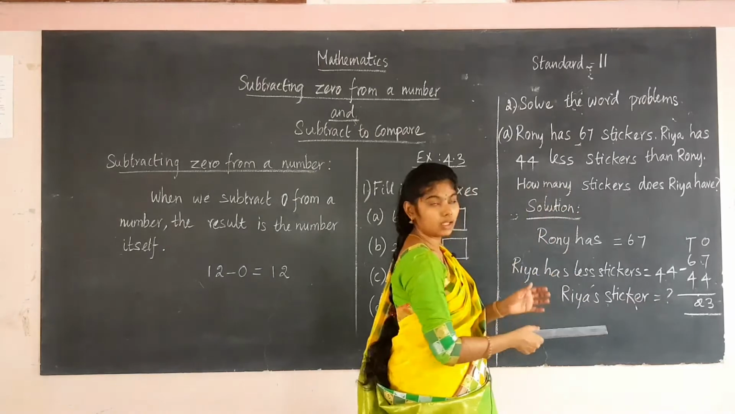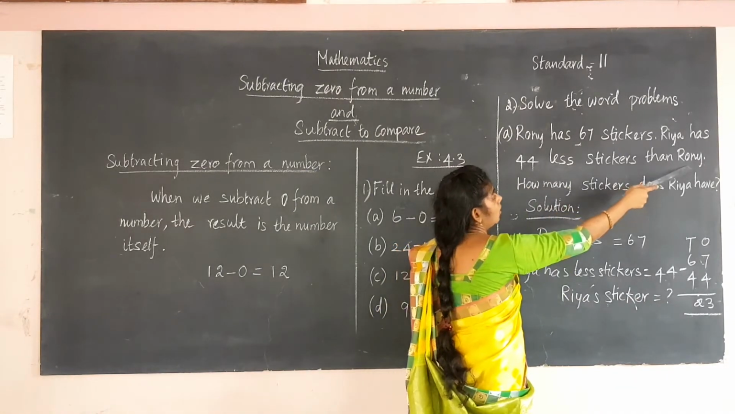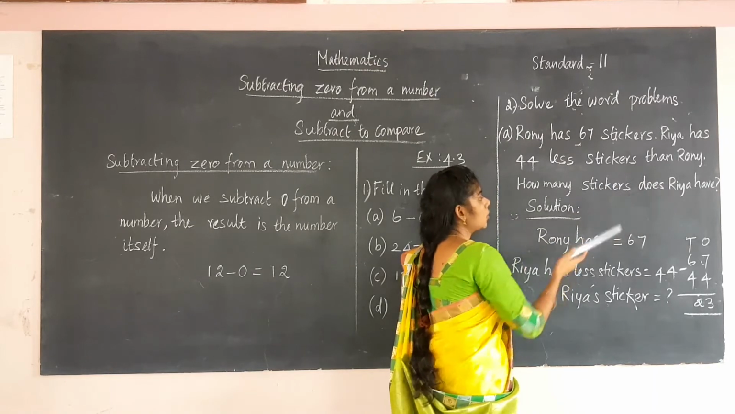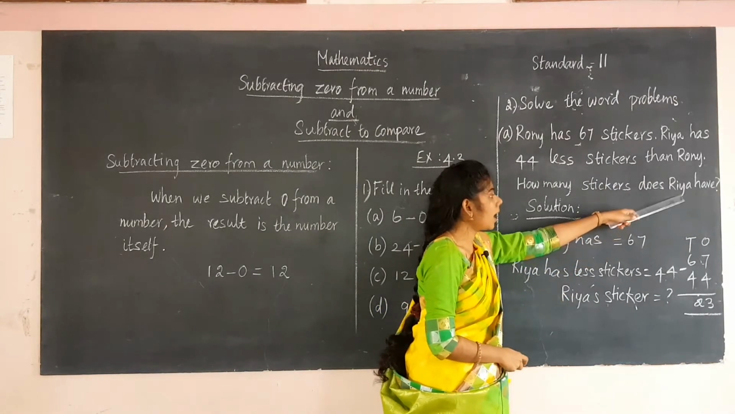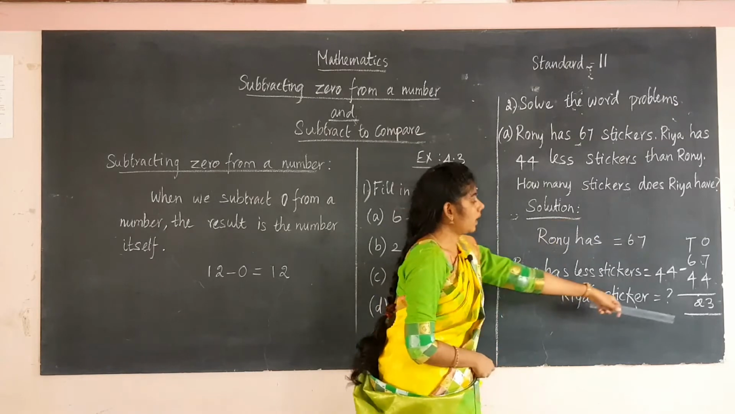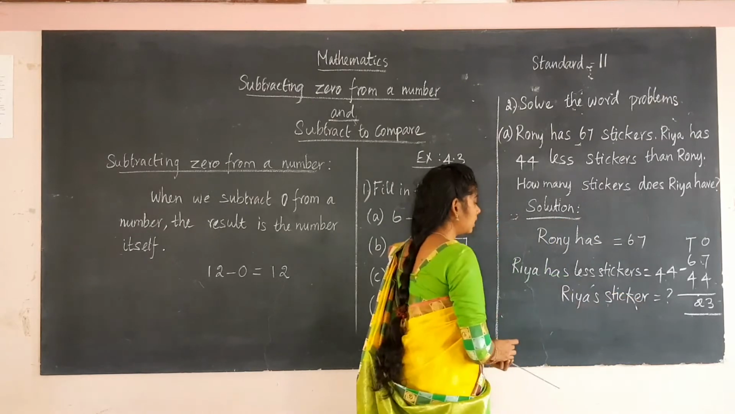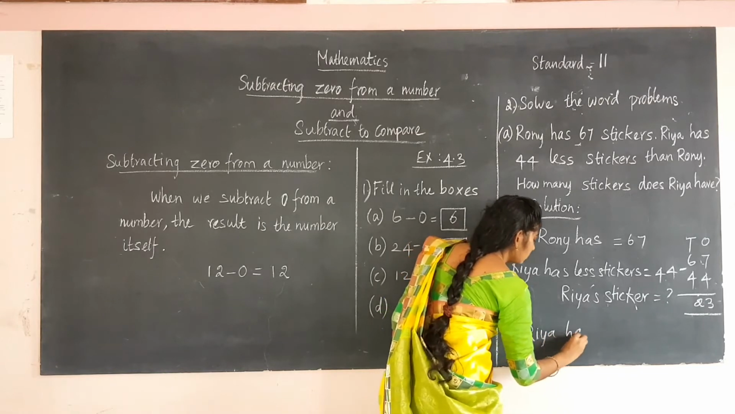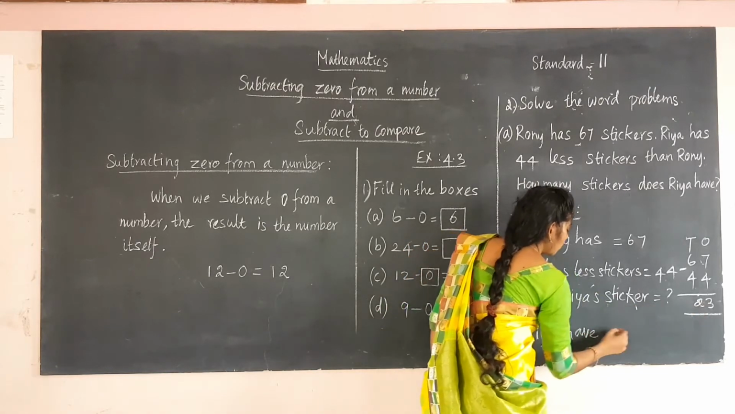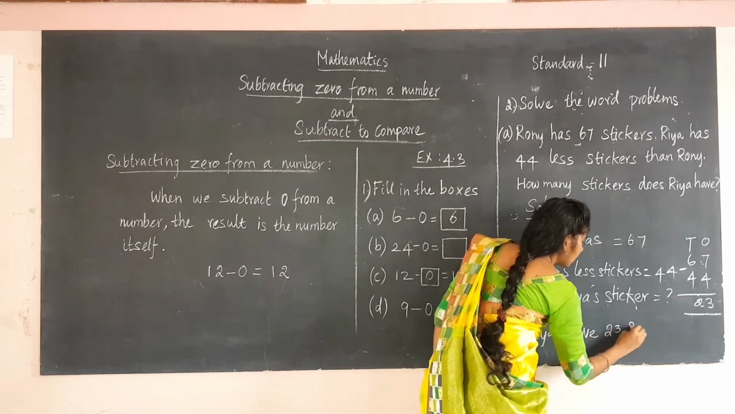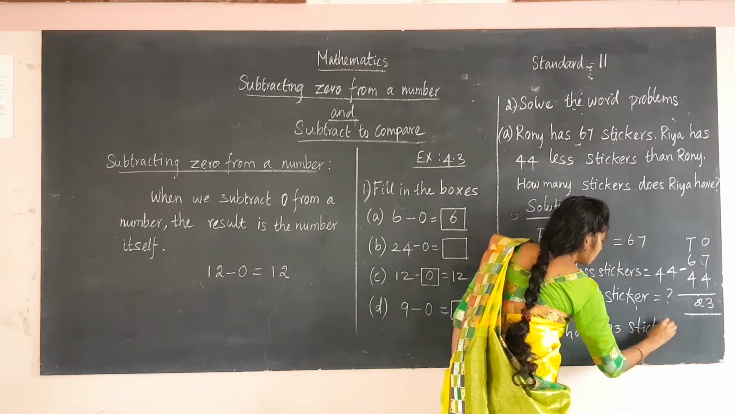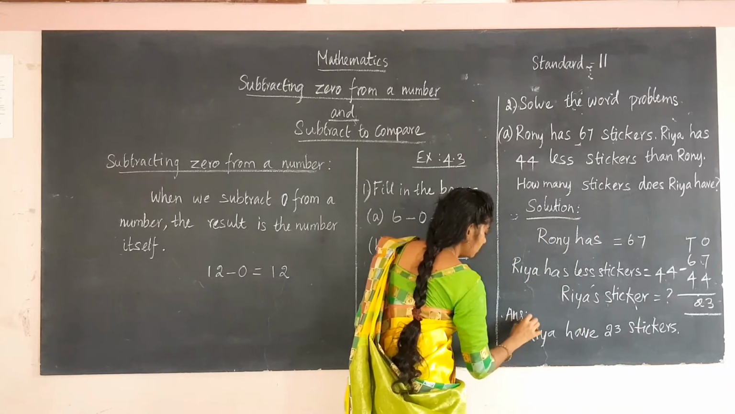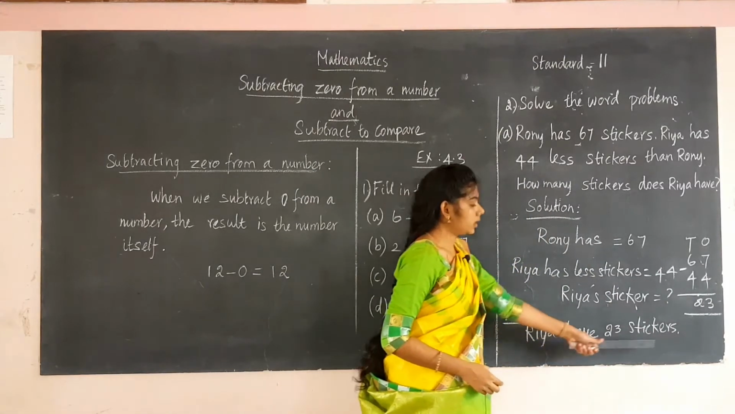So we have compared Riya's number with Ronnie's number, and we got the answer for Riya. So how many stickers does Riya have? Riya has 23 stickers. So write: Riya has how many stickers? 23 stickers. So this will be the answer. The answer is Riya has 23 stickers.